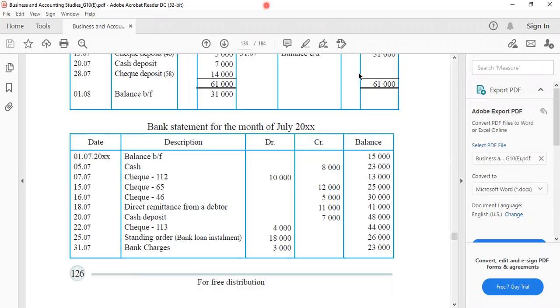Practice this question more and more so that it will be very easy.